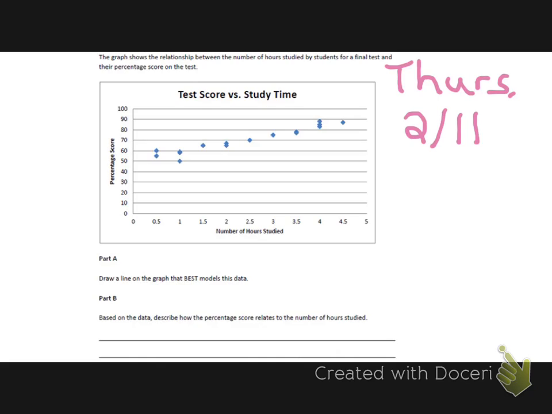When you're drawing a line of best fit, you're basically trying to draw the line through the center of all the points, so it looks like it's closest to most of the points. So if I draw a line, it would look something like this. See how a lot of the points are on the line? There's a few above, a few below, but it's about equal, going right through the center of all the points. That's what a line of best fit is.